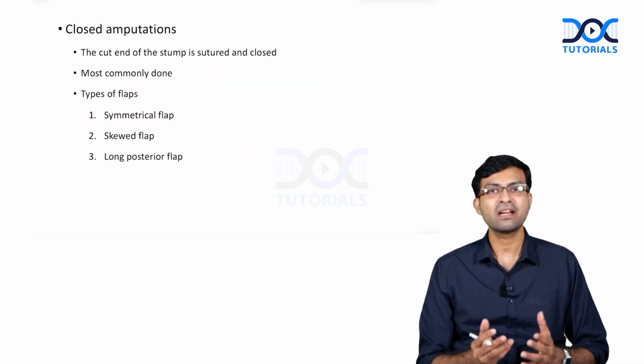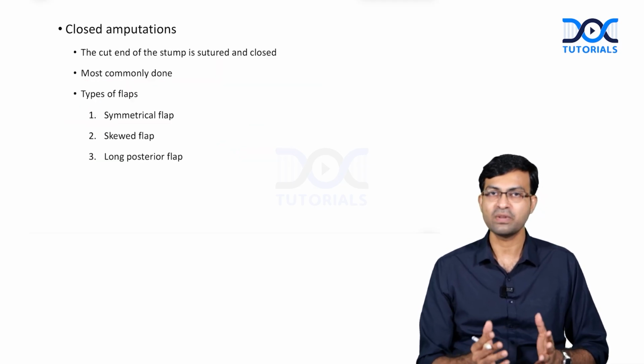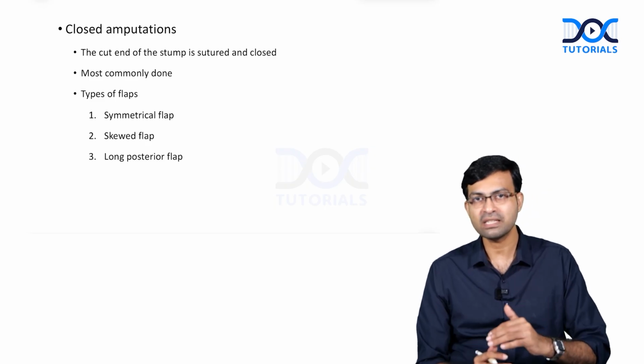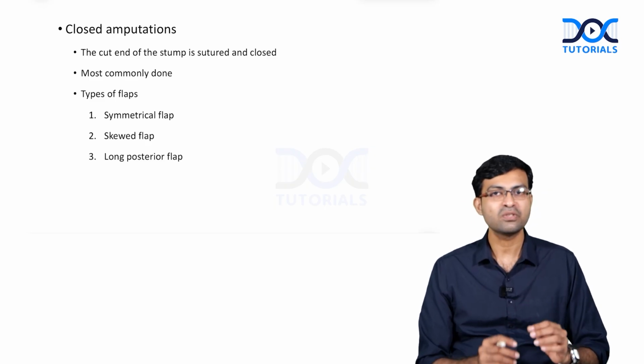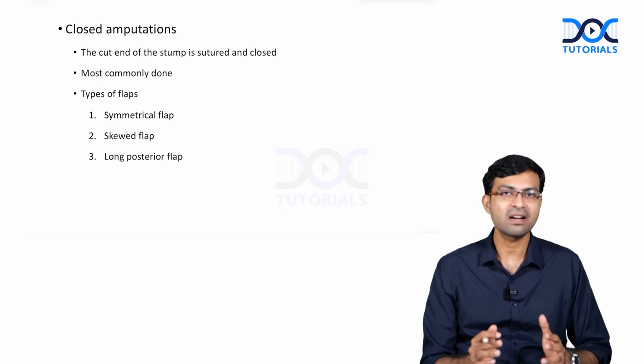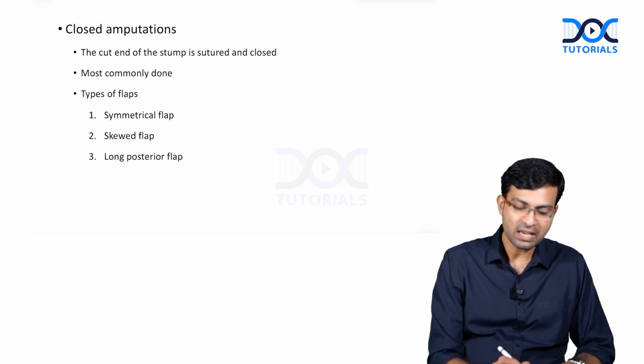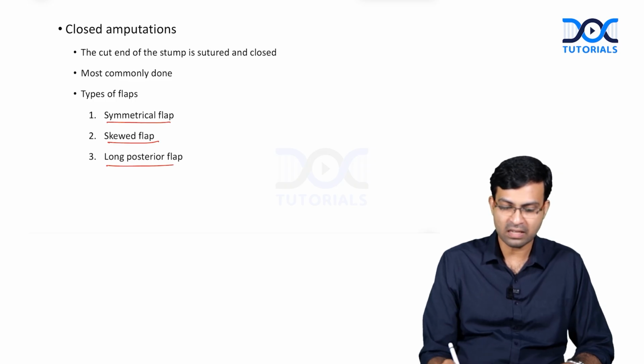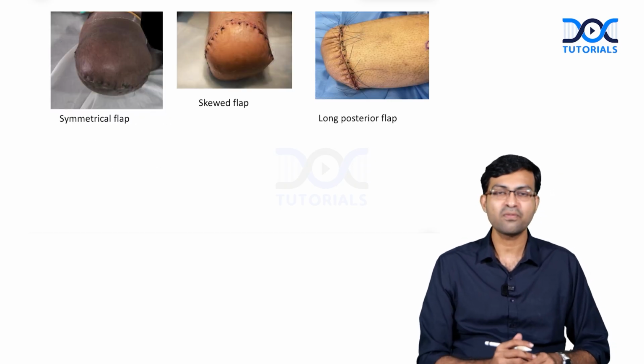It is the most common kind of amputation which we do, where what we do is that we create flaps, anterior and posterior flaps, and we suture the flaps together to close the cut end of the wound. So whenever we are creating flaps, three kinds of flaps can be done: symmetrical flap, skewed flap, and a long posterior flap. What is a symmetrical flap?